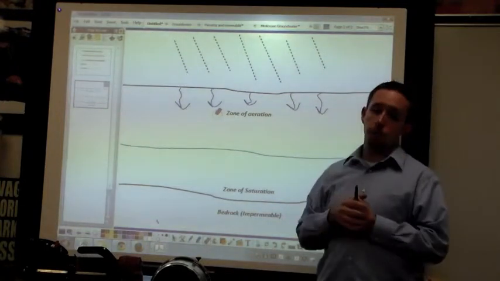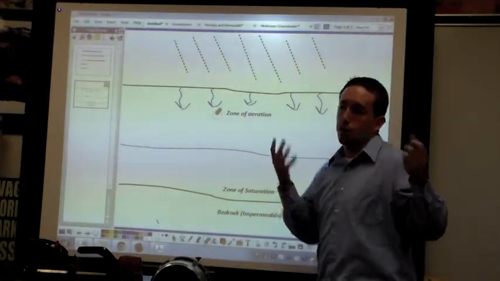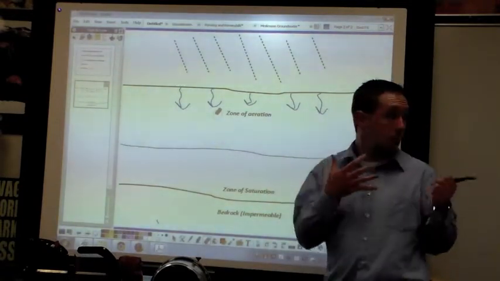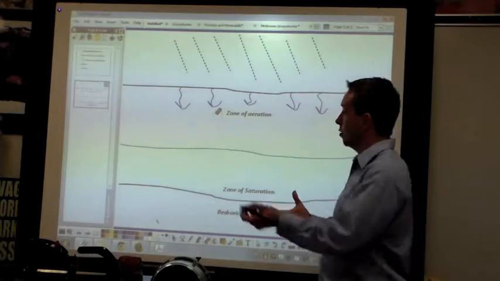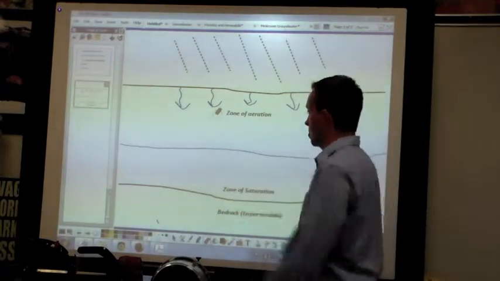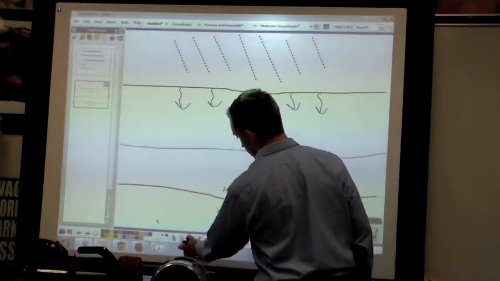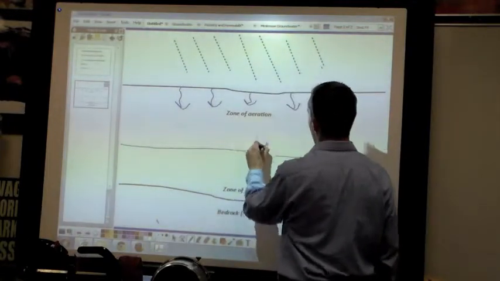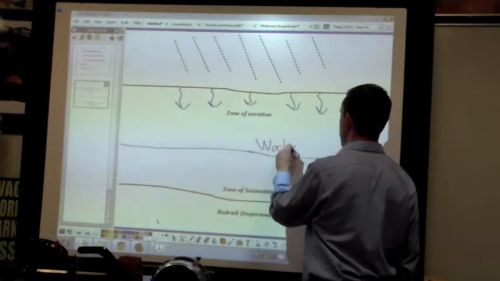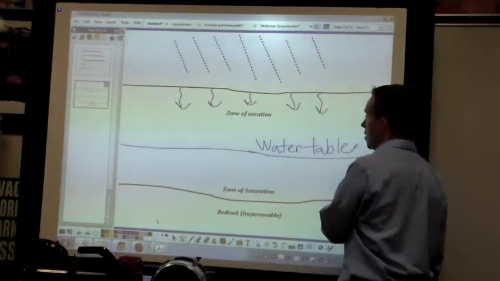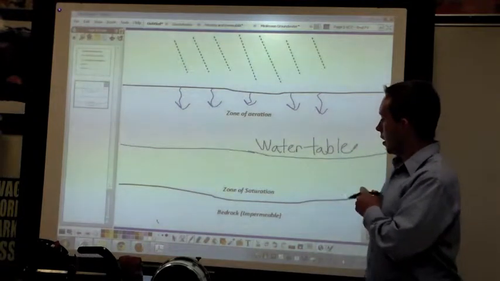And a very important term, not just for earth science, but just for being aware, especially on Long Island, considering it's directly below us and very extra important compared to other places, is known as our water table. And that's what this blue line represents. So I'm just going to write it here. That is called our water table. Okay? That is the water table.